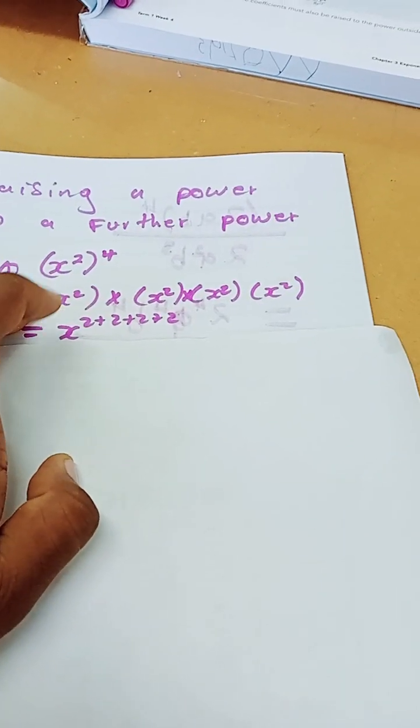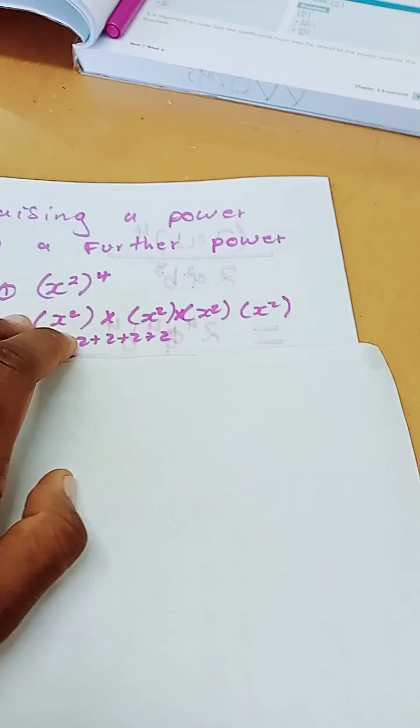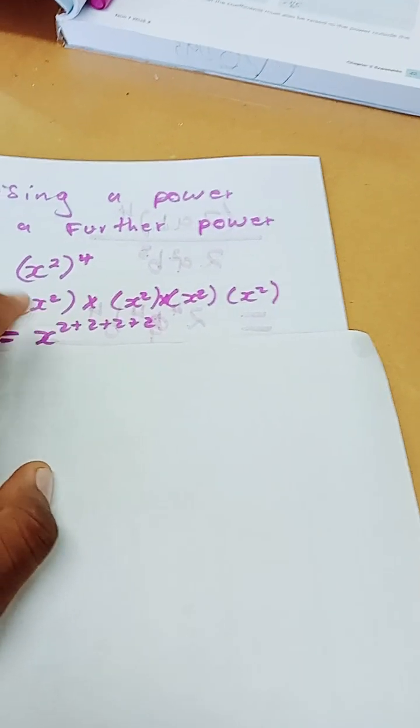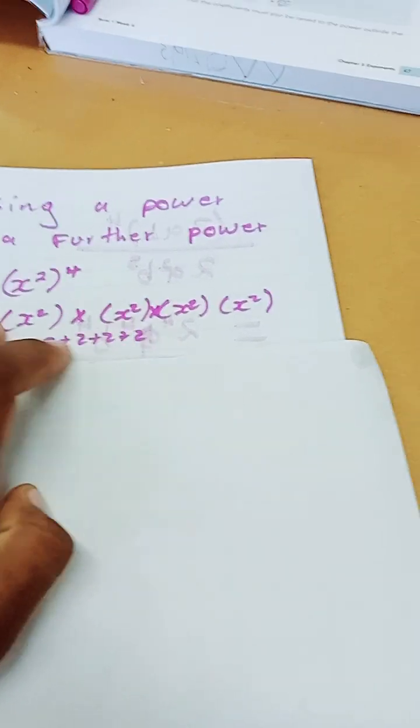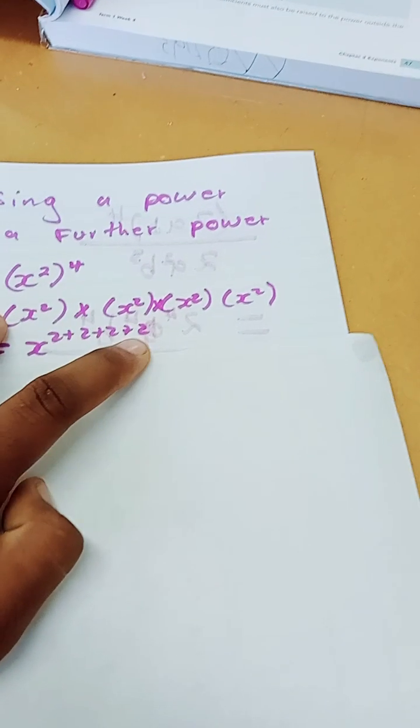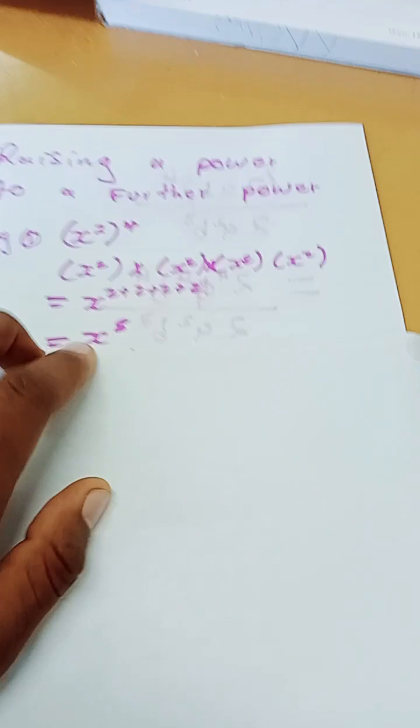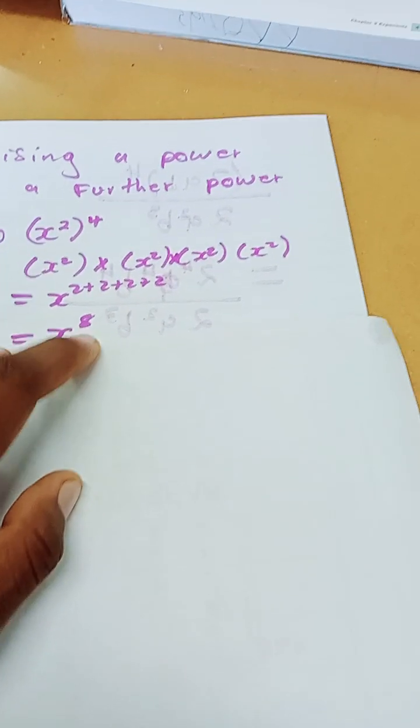And remember the first rule I said, whenever you have exponents that have the same base and are multiplying each other, that is the product rule. We just take the base and add the exponents. So we can simply take one x and add all the exponents. We have 2, 4, 6, 8. So we have four 2's, that is 8. So our answer becomes x to the power of 8.